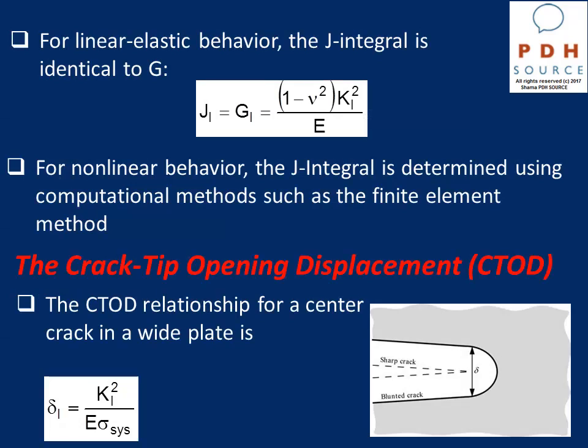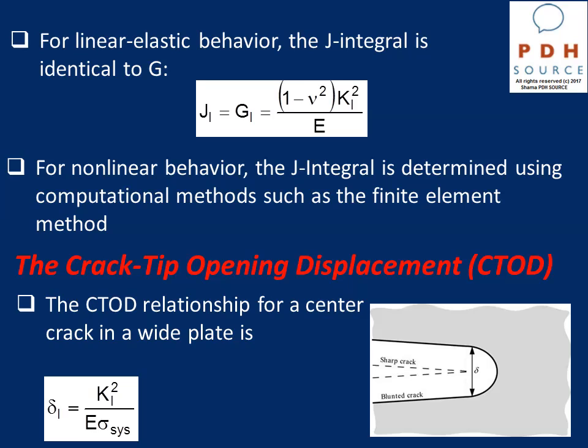For linear elastic behavior, the J integral is basically identical to G, and both can be evaluated in terms of the stress intensity factor squared multiplied by 1 minus mu squared, divided by E, where mu is Poisson's ratio. So for linear elastic behavior, it is straightforward.